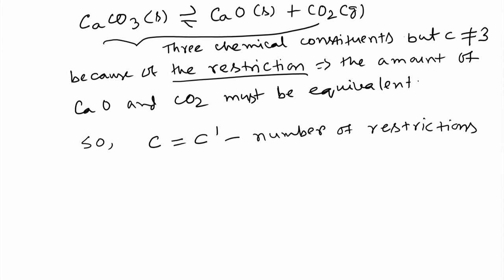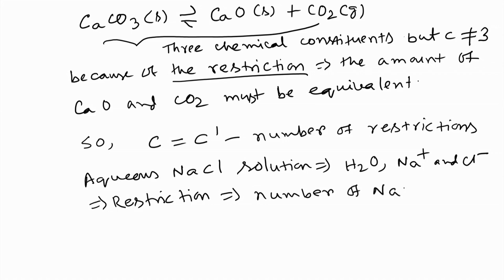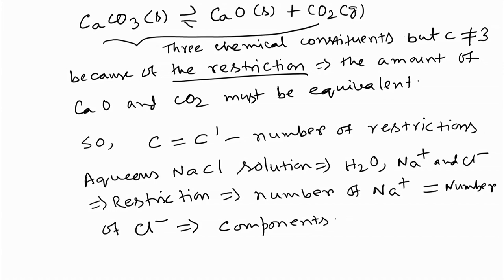Okay. Similarly, we can consider another case, aqueous sodium chloride solution, NaCl. For this case, how many constituents are there? Three: H2O, Na plus, and Cl minus, right? But restriction is what? Restriction is number of sodium ions is equal to number of chloride ions, right? So it depicts that C or number of components is 2 here.